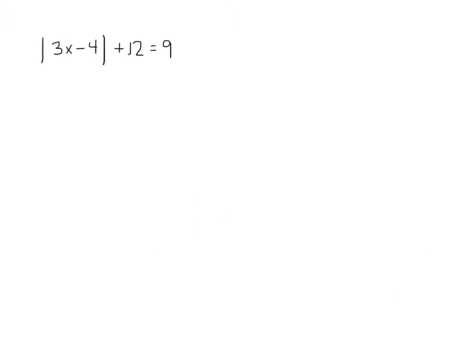Here's another similar question. Absolute value of 3x minus 4 plus 12 equals 9. Do you remember what I said the first step was? Maybe you wrote it down. Isolate the absolute value, right. So to do that, I'm just going to subtract 12 from both sides because I want on the left only the absolute value left there. So we'll end up with absolute value of 3x minus 4 equals 9 minus 12, negative 3.